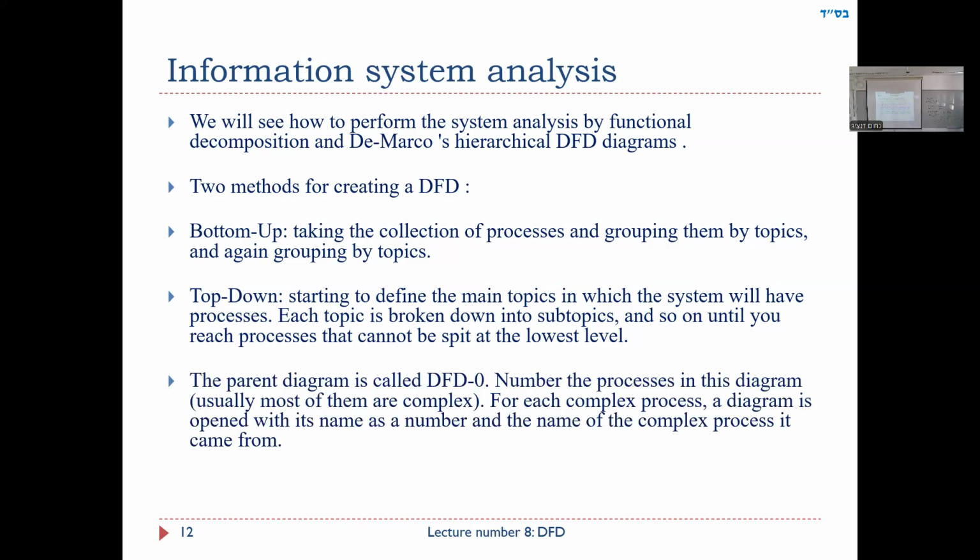Now, the first DFD that you make is called DFD 0, or in Hebrew DFD Ephes. The number of the processes in this diagram, usually most of them are complex. In other words, you'll have maybe 6 or 7 processes in your DFD 0.